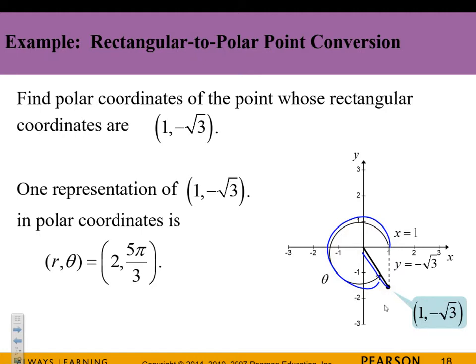No, that's not the same one. Sonny, this point right here, do you see it? The coordinates are 1, negative radical 3. The 2 is that guy.